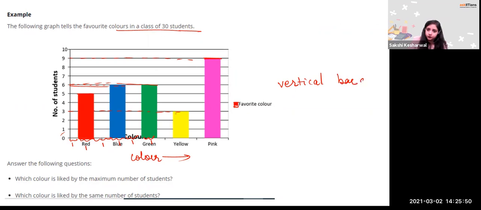Vertical bar graph. Now you just see over here one thing, that the number of students is what, beta? This is called the frequency. This is what frequency is, right? Now it says to answer the following question: which color is liked by the maximum number of students? Obviously the pink. Now you see that pink has been liked, and this is very much clear. Pink is the highest, so pink has been liked by most of the students, right? Which colors are liked by the same number of students? You see that green and blue are liked by 6 and 6 students. So we say that this is what, beta? Blue and green, right?